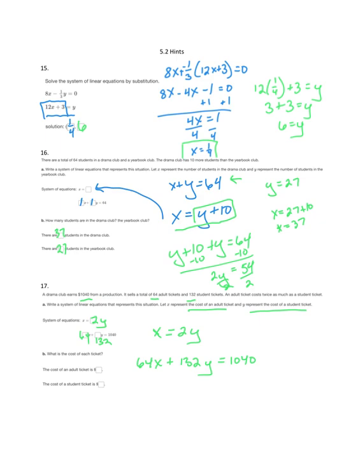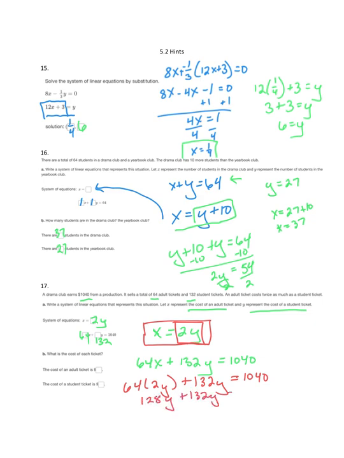Now, in this first equation here, we have the equation solved for x. So x equals 2y. So we're going to substitute 2y in place of x. So here we have 64 times 2y plus 132y equals 1,040. So 64 times 2 is 128. So that's 128y plus 132y equals 1,040.